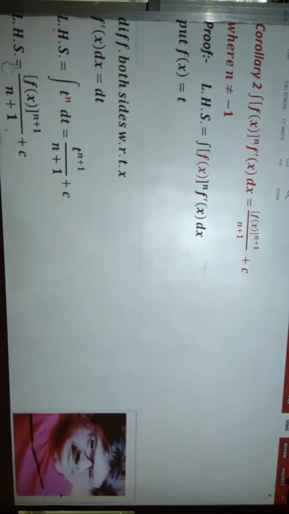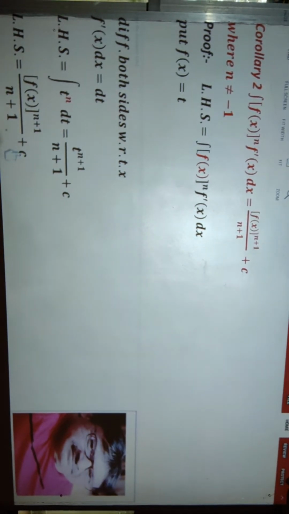Therefore the left hand side is equal to t, but t is equal to f of x. So we write f of x to the power n plus 1 upon n plus 1 plus c. And this is our RHS. Therefore LHS is equal to RHS. Here left hand side is equal to right hand side. And this is the proof of the second corollary with the help of the substitution method.